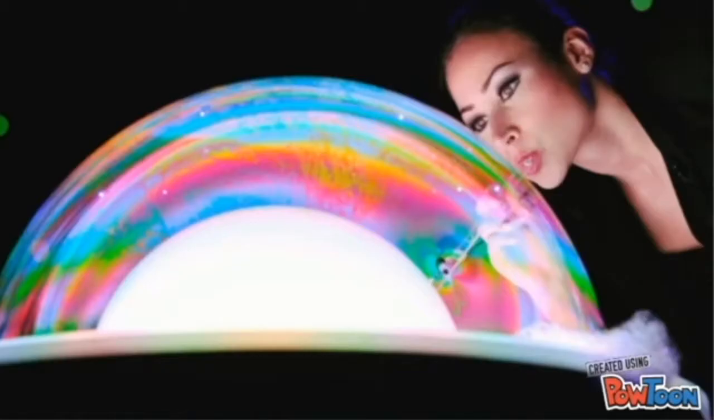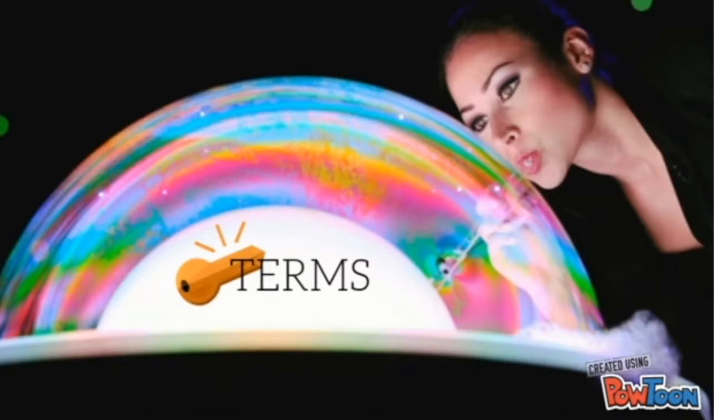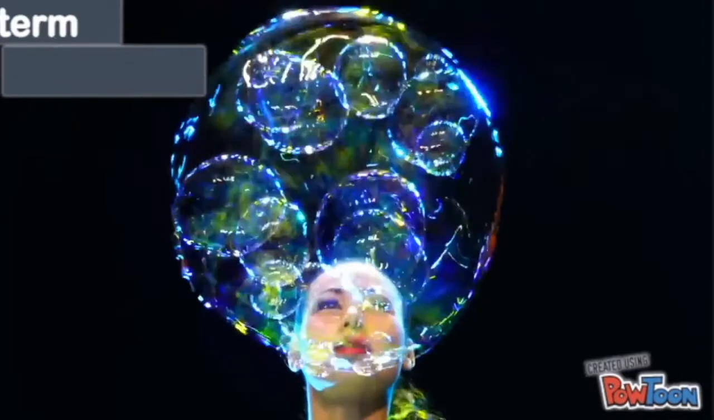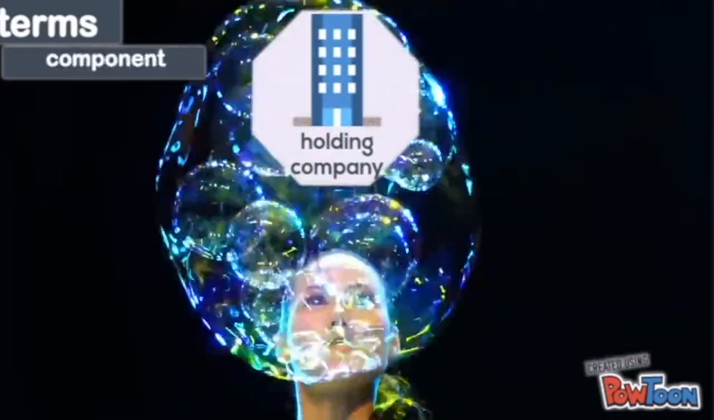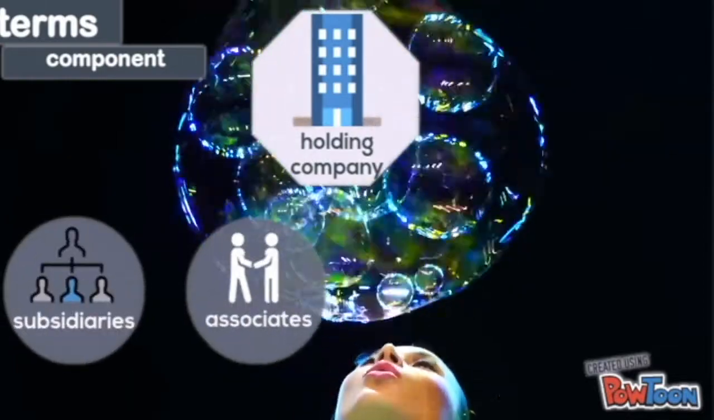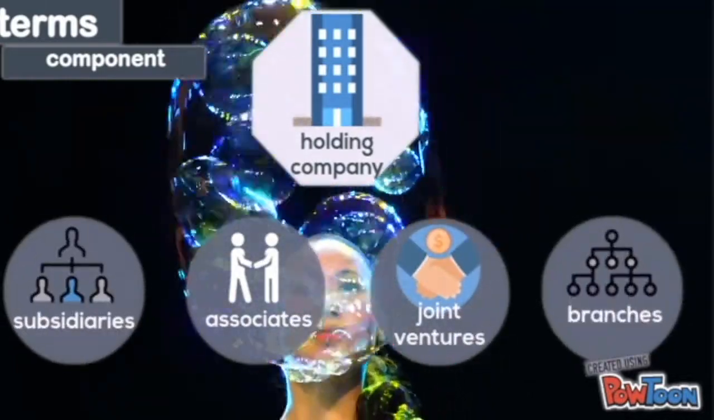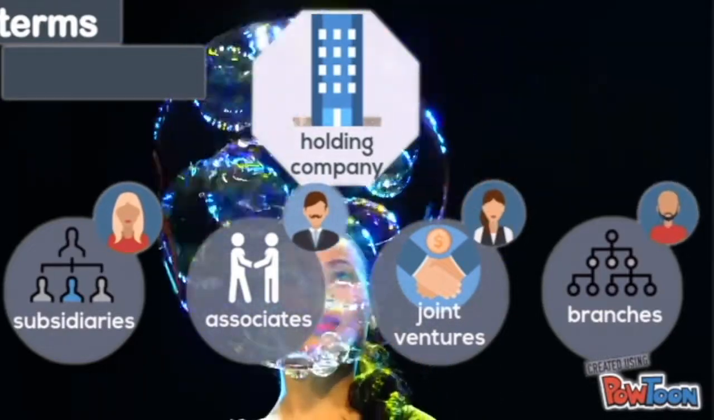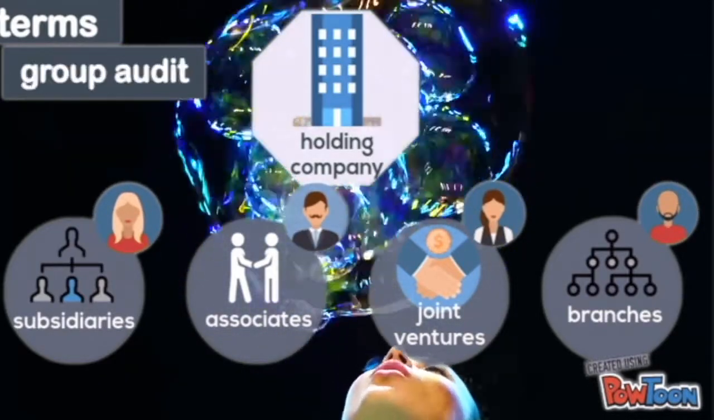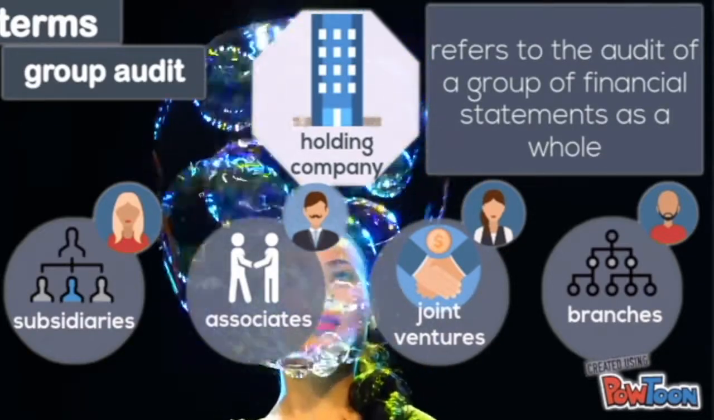Before we proceed to the next contents, let's look into a few terms to make this topic easier to understand. Group financial statements include the financial information of more than one component. Component refers to subsidiaries, associates, joint ventures, or even branches. Components can be audited by different auditors known as the component auditor. Group audit refers to the audit of a group of financial statements as a whole.